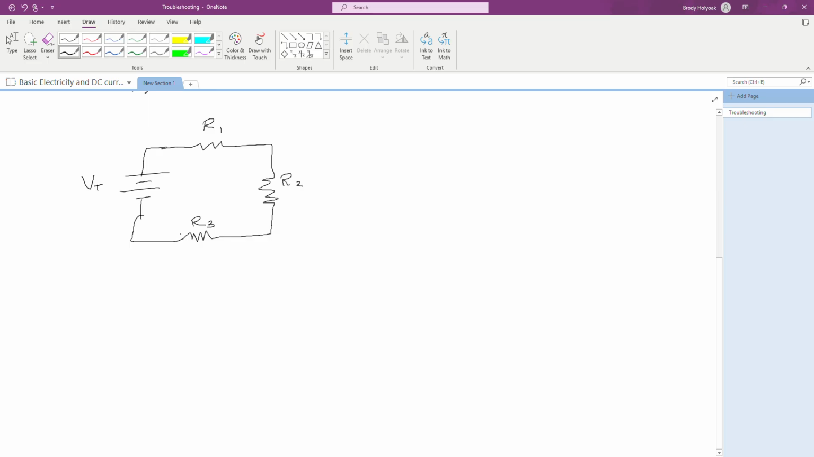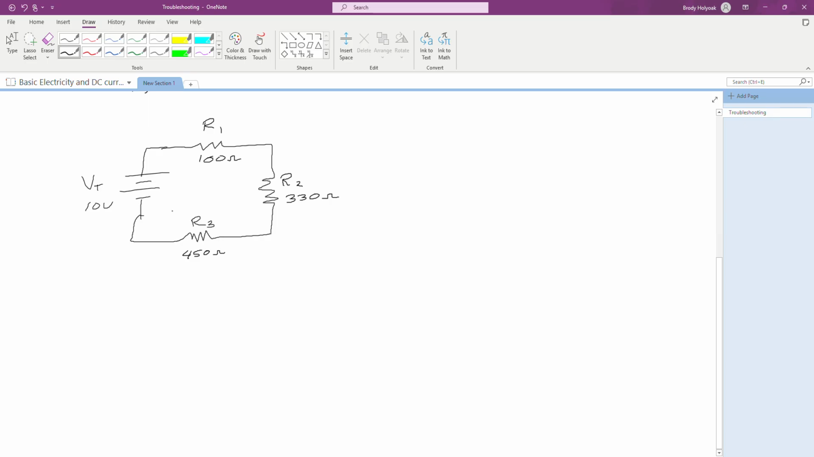And I've got R3 sitting here. All right, R1 is listed in the schematic as 100 ohms. R2 is listed as 330 ohms. And R3 is listed at 450 ohms. And we have a 10 volt signal applied to all of this.